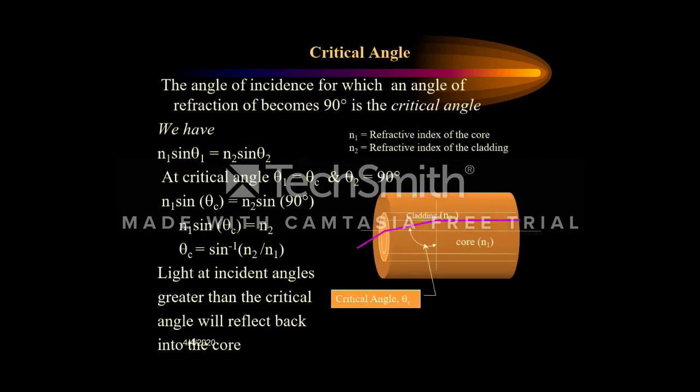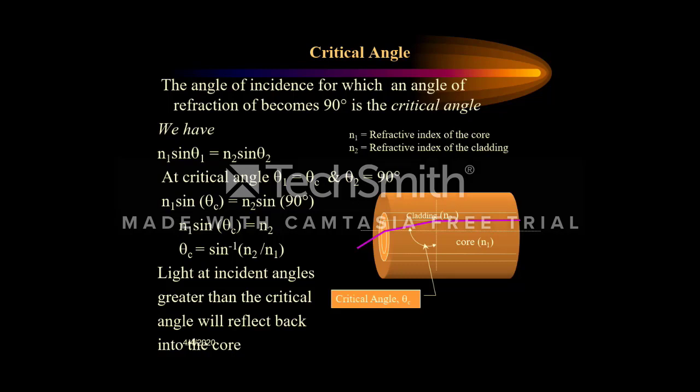Okay, then what is the critical angle in case of optical fiber? So recall the definition of optical fiber. Optical fiber consists of a core having refractive index N1, cladding having refractive index N2. So let us consider a ray of light which is traveling from core into the cladding. So if it is incident at an angle greater than critical angle. Now what is critical angle? So critical angle is the angle of incidence for which angle of refraction becomes 90 degree.